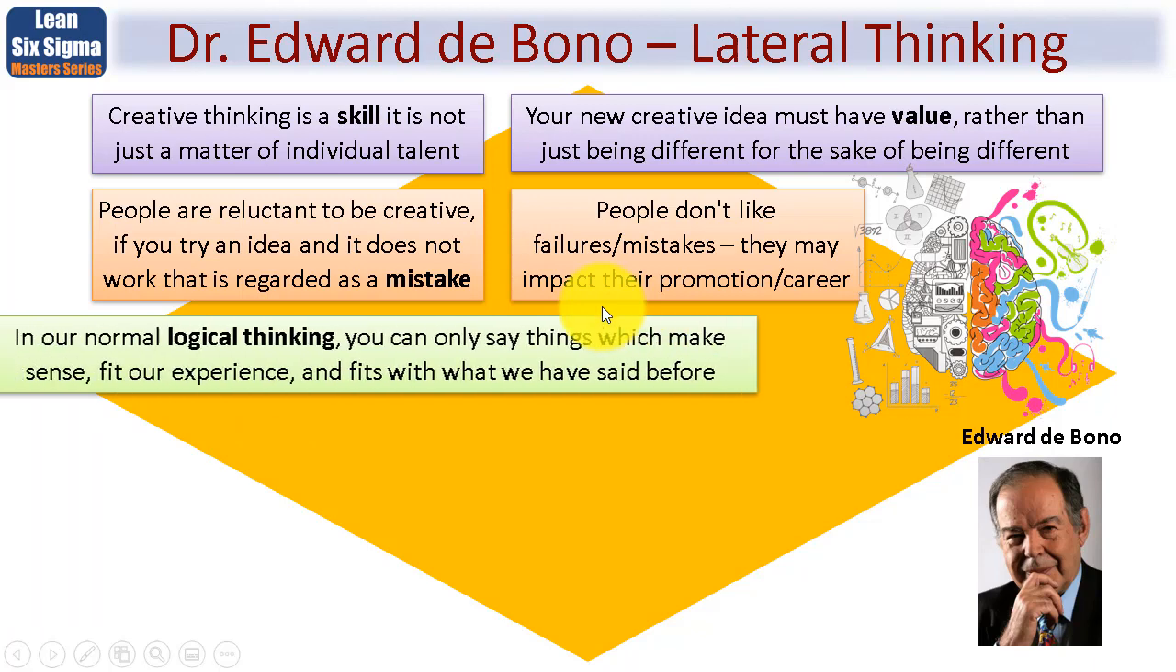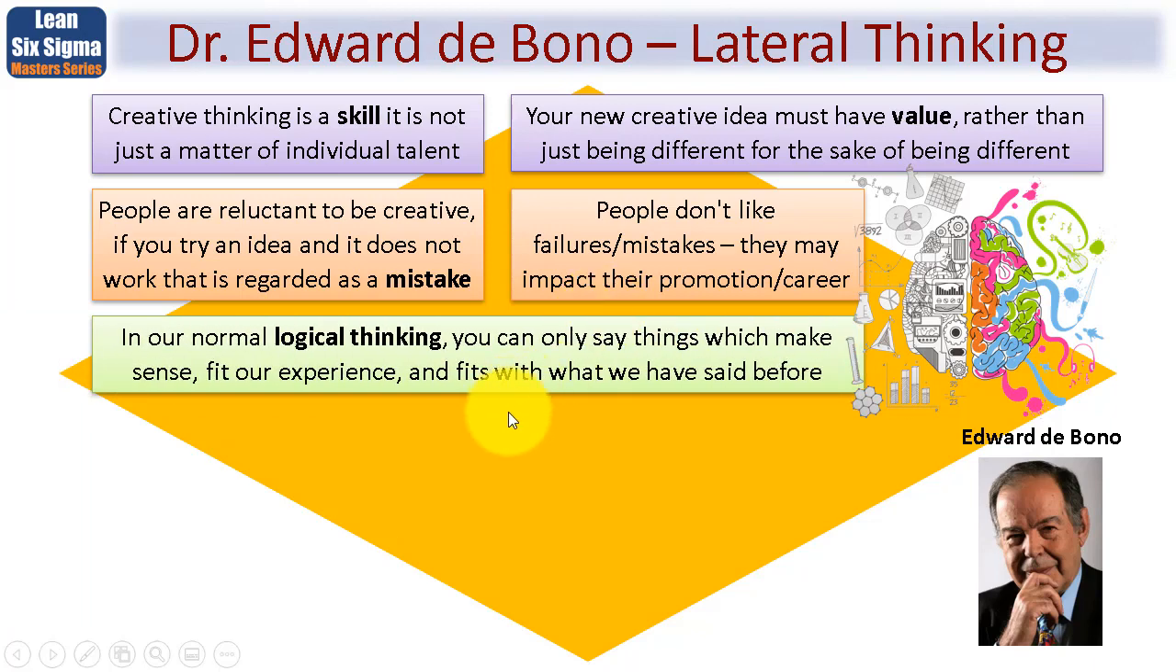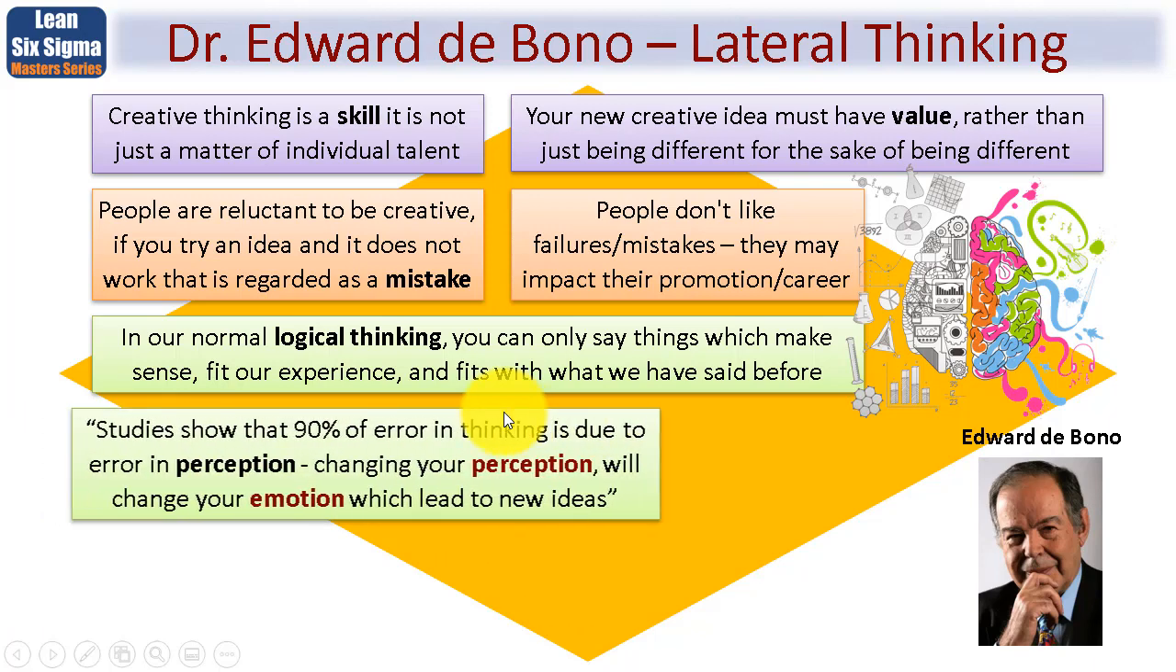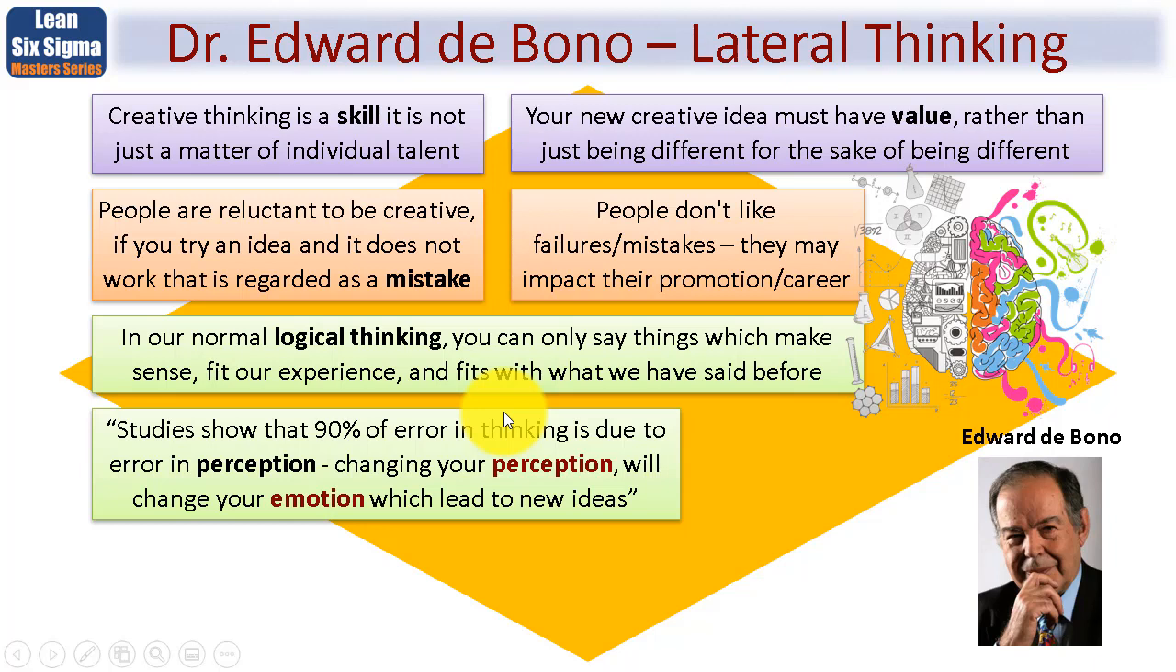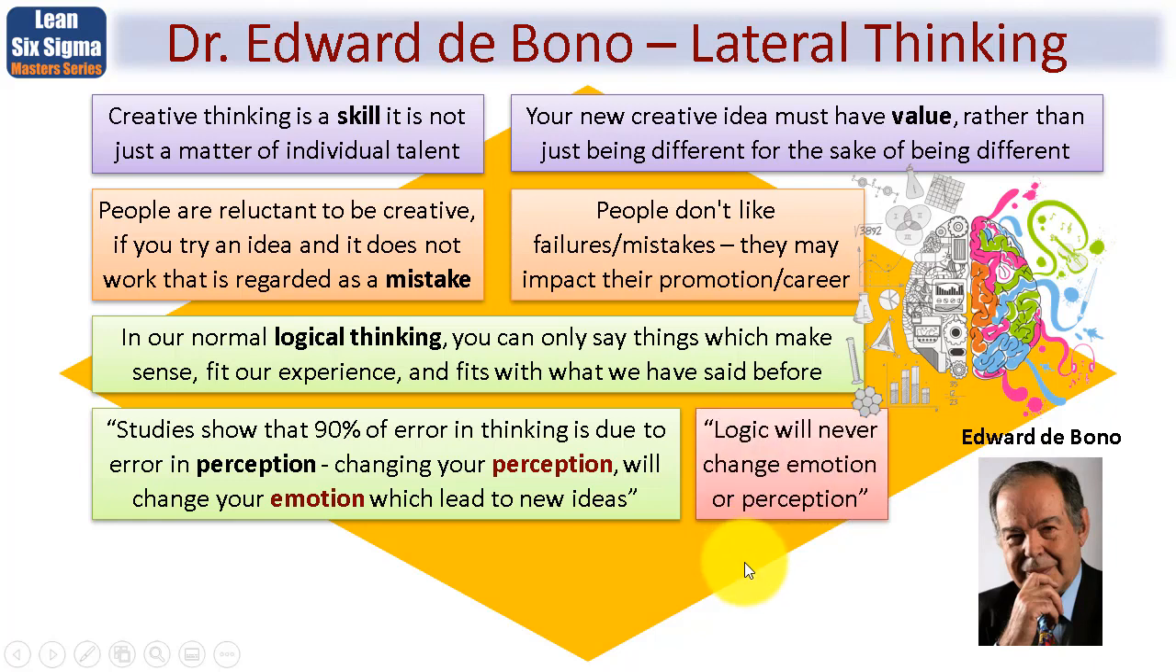So in our normal logical thinking, that's the left-hand side of your brain, you can only say things which make sense to yourself and fits with what you have done and said before. That's normal logical thinking. However, and here's a direct quote, studies show that 90% of error in thinking is due to an error in perception. And what we're about to see is that by changing your perception, this will change your emotion, which in turn will lead to new ideas. So relying just on the left-hand side of our brain, you'll find that logic will never change emotion or perception. So how do we break out of this?